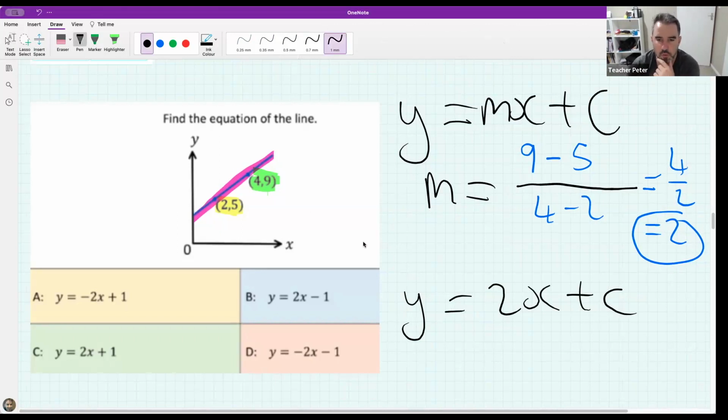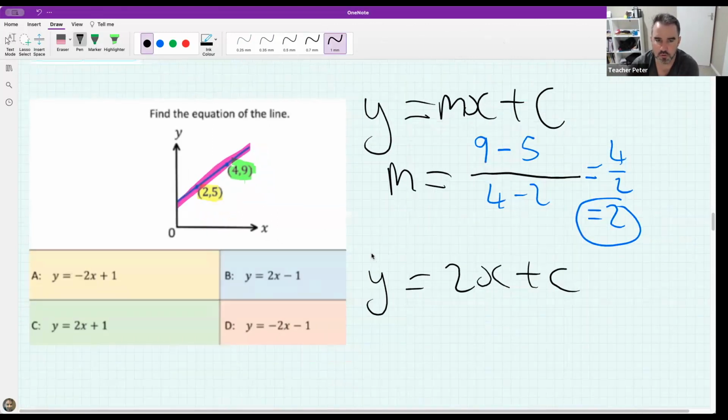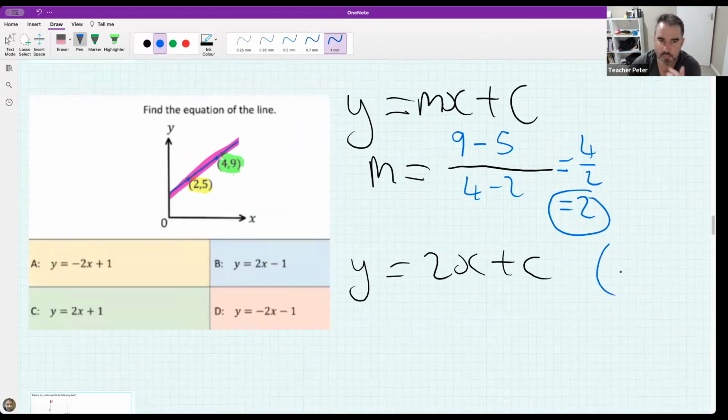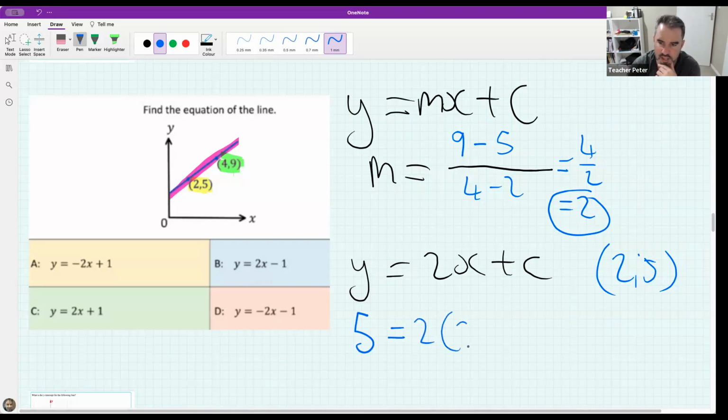Okay, so I'm going to use the method here where I sub in a point. I'm going to take the point 2, 5, and I'm subbing it in. Where there is an x, there's a 2. Where there's a y, there's a 5.